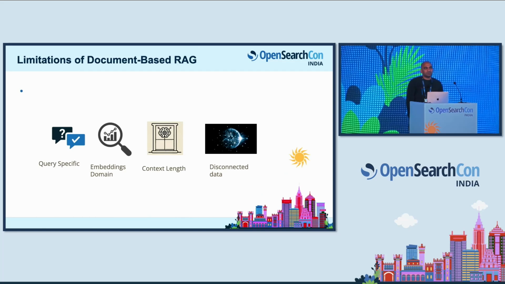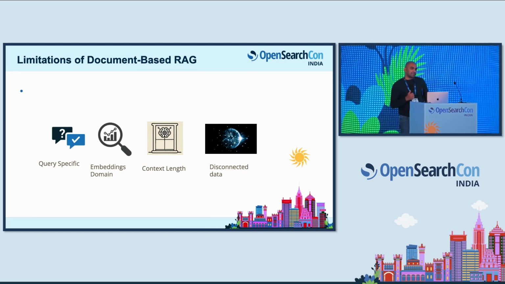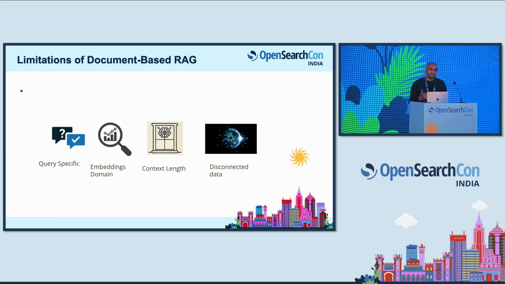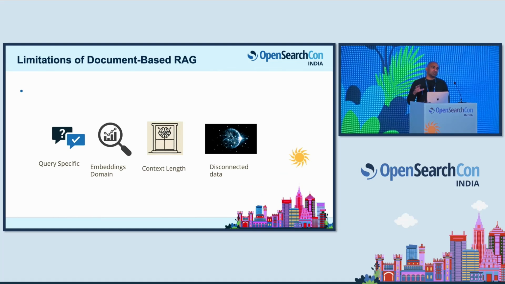So let's talk about some of the limitations of document-based RAG, or simple RAG architecture. It's very query specific. When you ask a particular question, like the example I just gave, give me the names of all the previous Google employees who are now startup founders, you'll get very relevant document-specific answers, but not the contextual, whole relative answer which we want.